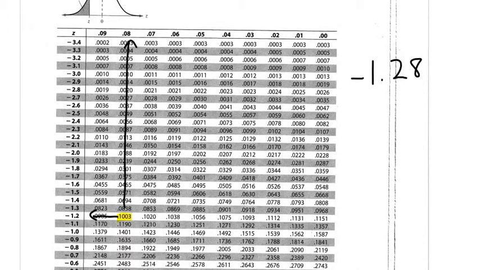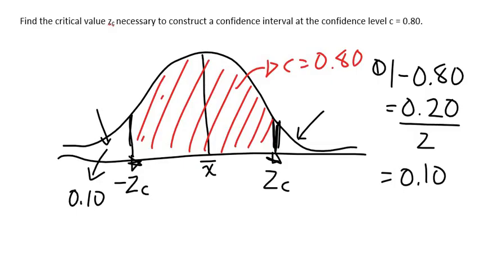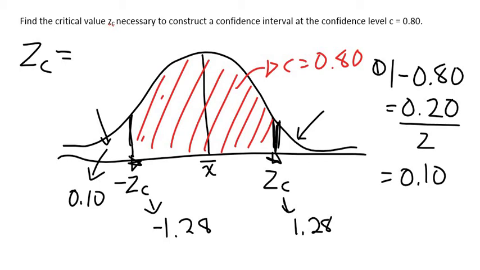So going back to my problem, this z-value here is negative 1.28. So this one would be 1.28. When we're listing out the critical value, we always use the positive value. So my critical value that corresponds to a confidence level of 0.8 would be 1.28.